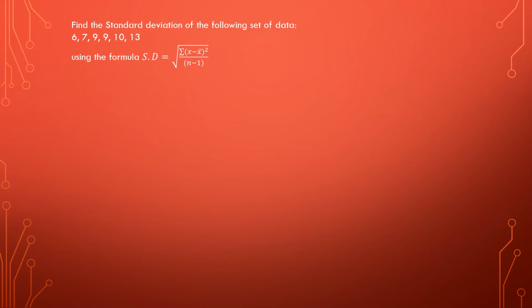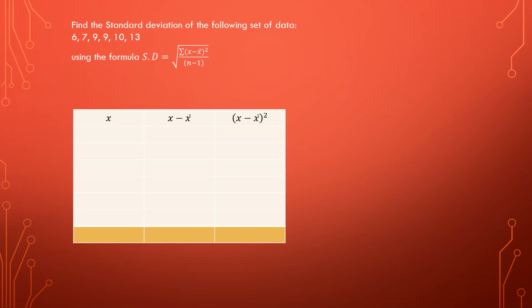So we want you to find the standard deviation of the following set of data: 6, 7, 9, 9, 10 and 13, and we want you to use the first formula. So the standard deviation is equal to the square root of the sum of x minus x bar squared, all over n minus 1. Taking it as it comes, the first thing we're going to want to find is this thing on the top, the sum of x minus x bar squared.